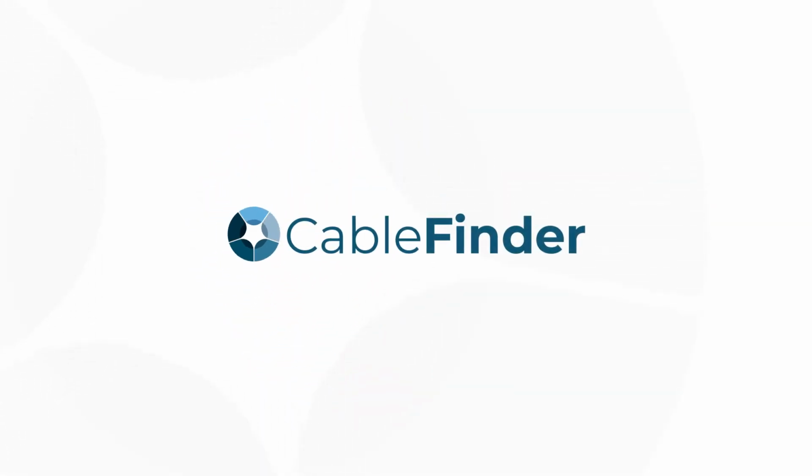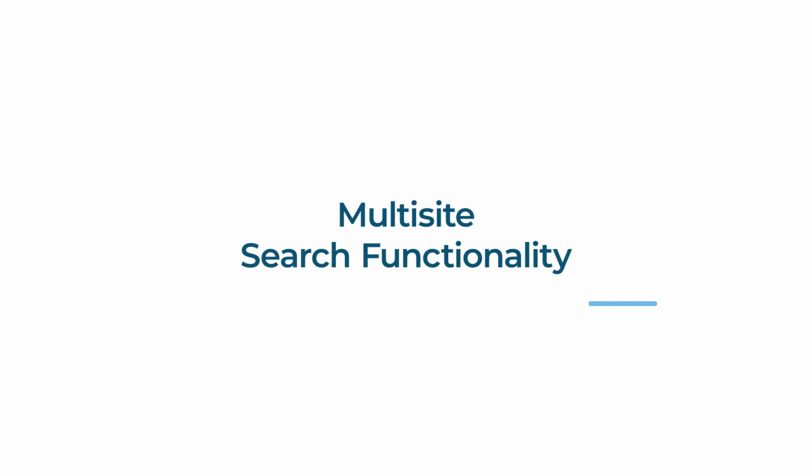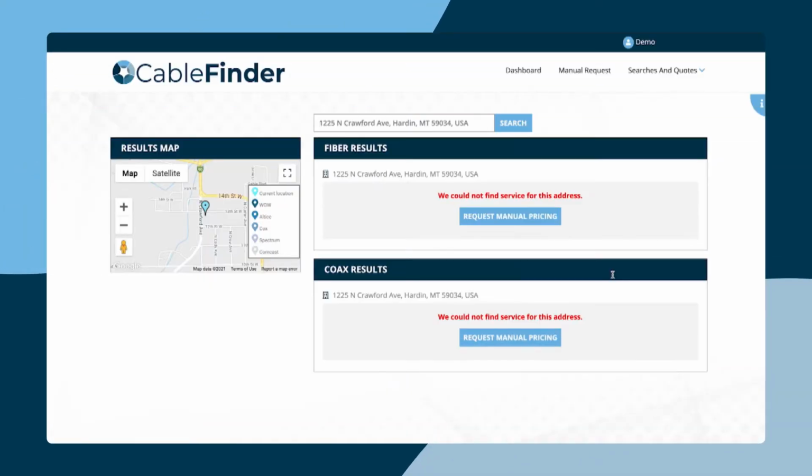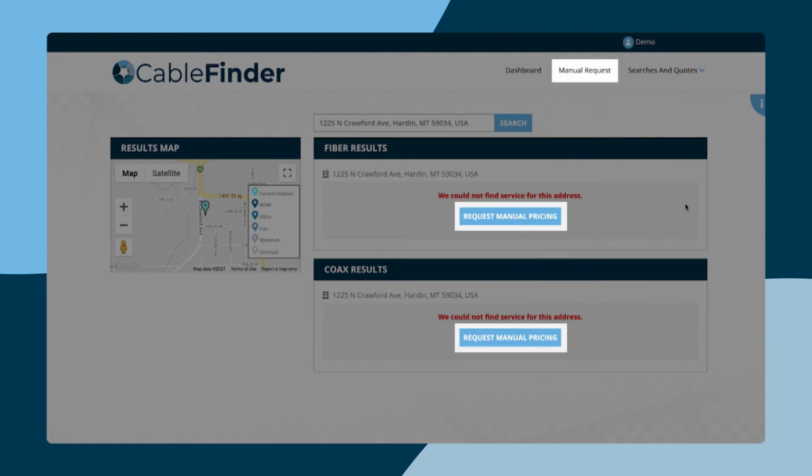Welcome to CableFinder. In this video, we'll be demonstrating the steps to take if an address is not serviceable and requesting you submit a manual request. The manual request button will appear in one of two spots, either within the fiber or coax results page, replacing the configure pricing button, or up at the top of the page, there's a static manual request link.